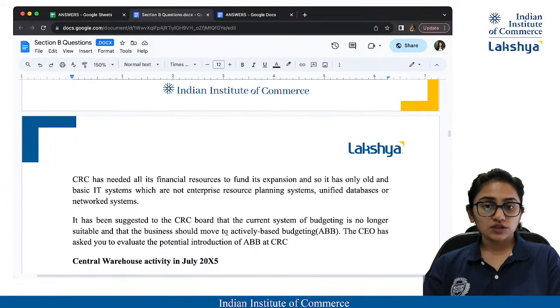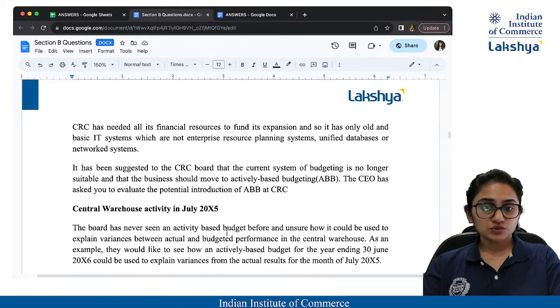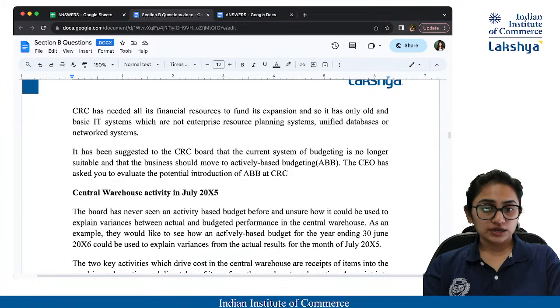CRC has needed all its financial resources to fund its expansion, and so it has only old and basic IT systems which are not enterprise resource planning systems, that is ERPS, unified databases or networked systems. It has been suggested to the CRC board that the current system of budgeting is no longer suitable and that the business should move to activity based budgeting, ABB. The CEO asks you to evaluate the potential introduction of activity based budgeting at CRC.